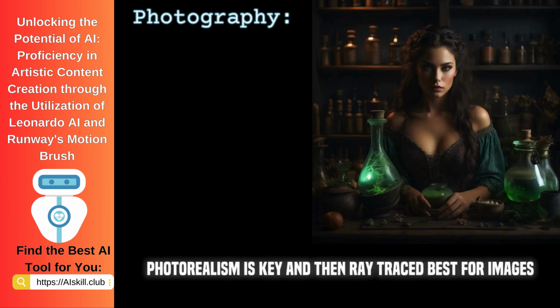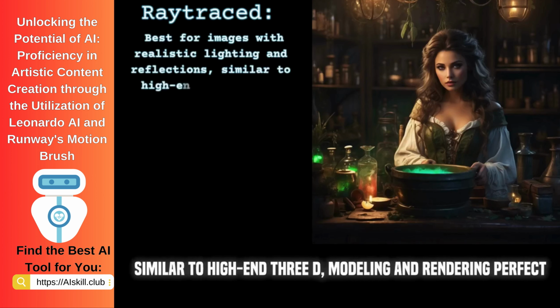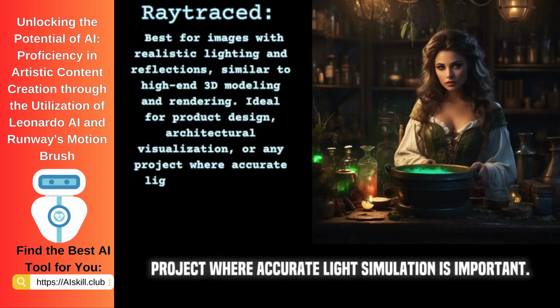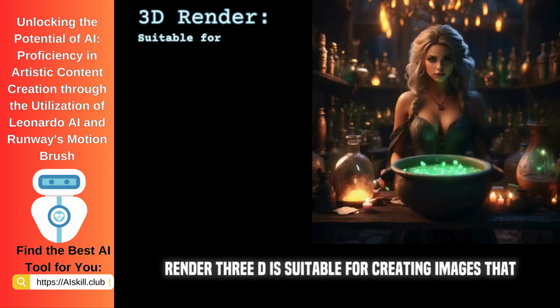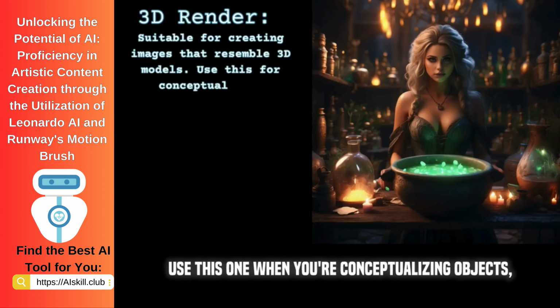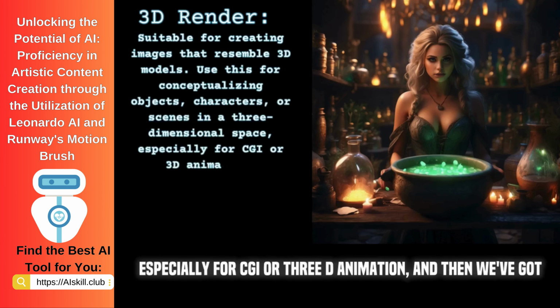And then ray traced, best for images with realistic lighting and reflection, similar to high-end 3D modeling and rendering. Perfect for product design, architectural visualization, or any project where accurate light simulation is important. Render 3D is suitable for creating images that resemble 3D models. Use this one when you're conceptualizing objects, characters, or scenes in three-dimensional space, especially for CGI or 3D animation.